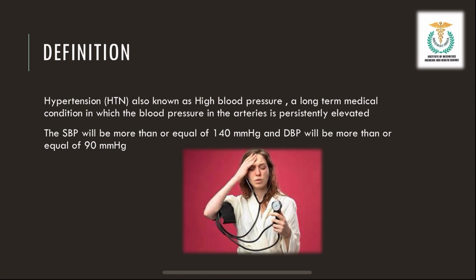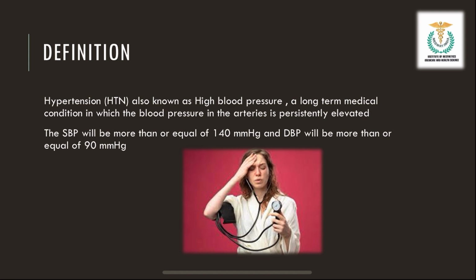Definition. Hypertension, or HTN, also known as high blood pressure, is a long-term medical condition in which the blood pressure in the arteries is persistently elevated. High blood pressure is when the force of blood pushing against your artery walls is consistently too high. This damages the arteries over time and can lead to various serious complications like heart attack and stroke, etc.